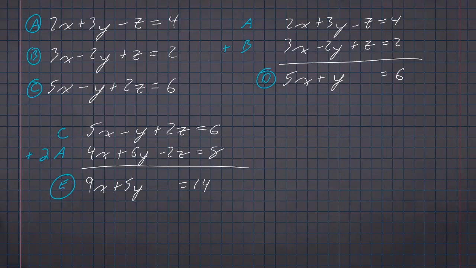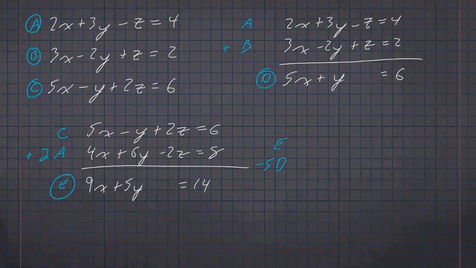Now I have equation D, which has just x and y. I have equation E, which has just x and y. My goal here is to solve this system of 2 equations in 2 variables. I could rearrange and use the substitution method at this point, but I'm going strong with elimination, so I'm going to keep doing that. It looks like if I leave equation E alone and multiply equation D by negative 5, good things will happen. So I'm going to take equation E, and I'm going to take minus 5 times equation D.